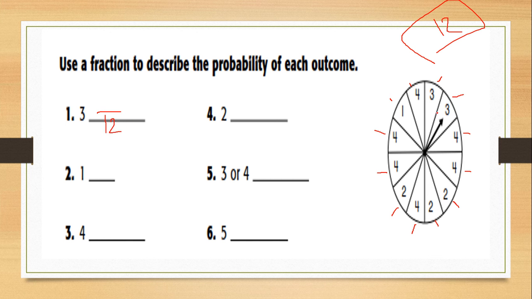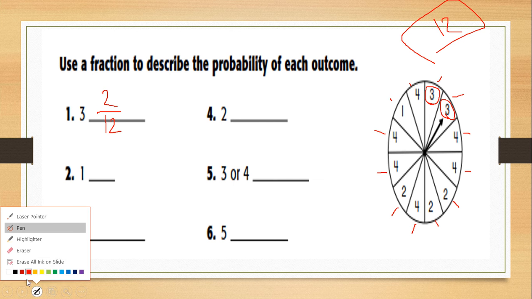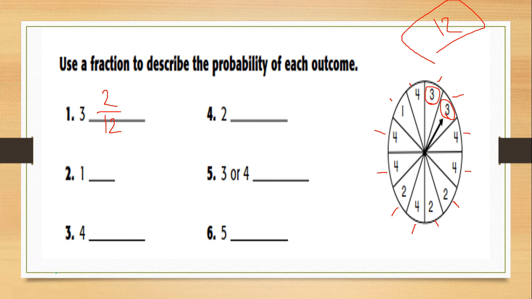Okay. How many 3s do we have here? If you look carefully, you will see that we have two 3s, right? 1 and 2. So it will be 2 over 12. And if we want to write this fraction in its simplest form, we can do it. The answer is 2 over 12, okay? Focus. If you want to write this fraction in simplest form, we will divide 2 and 12, we can divide by 2. So 2 divided by 2 equals 1, and 12 divided by 2 equals 6.